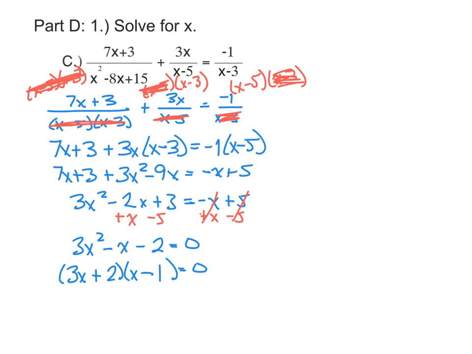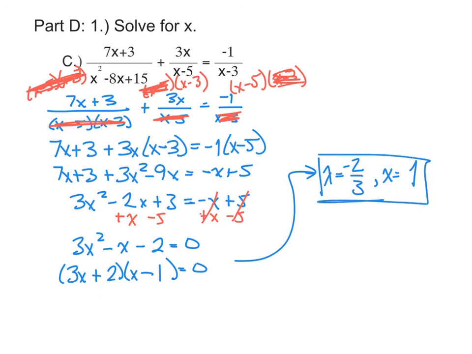Solving each of these factors, we see that our solutions are x equals negative 2/3 and x equals positive 1. Go back into the original equation and make sure that none of these solutions are going to make a denominator equal to 0. But the only way that would happen would be if x is equal to 5 or 3. So we're good, and those are the two solutions.